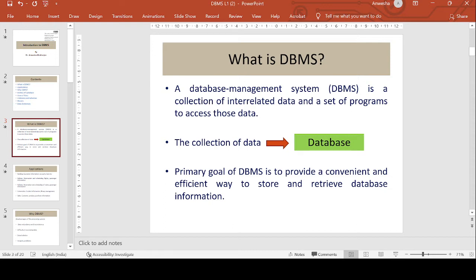Now what is interrelated data? Let's take an example. Suppose you are a student. You have an ID, you study in a particular department, you have a name. So these are all related data, so interrelated data. And to access the data, you need a set of programs. So the DBMS is a collection of interrelated data and a set of programs to access those data.